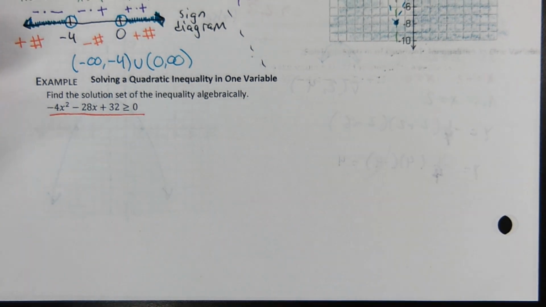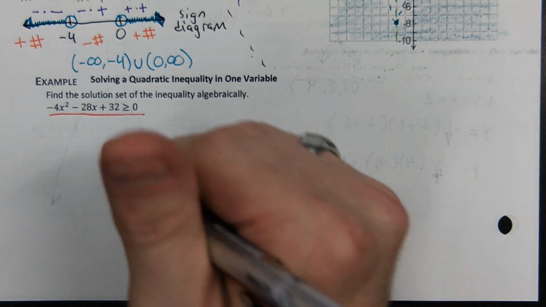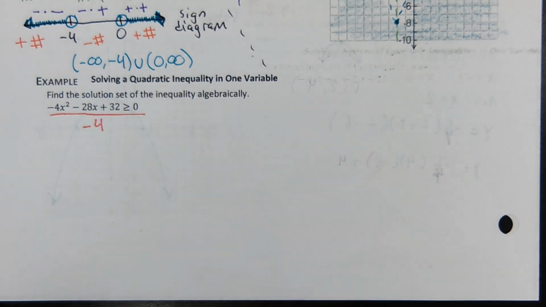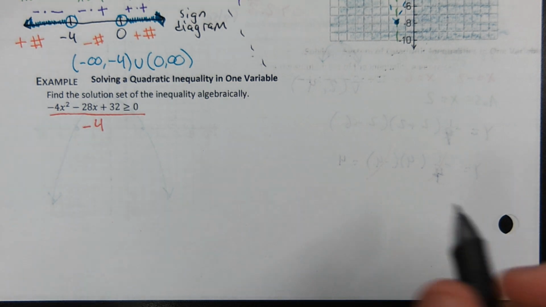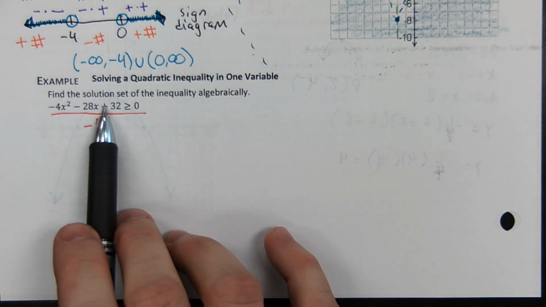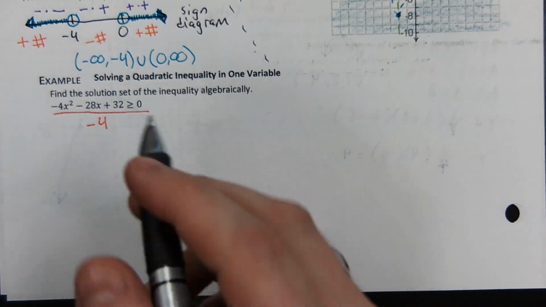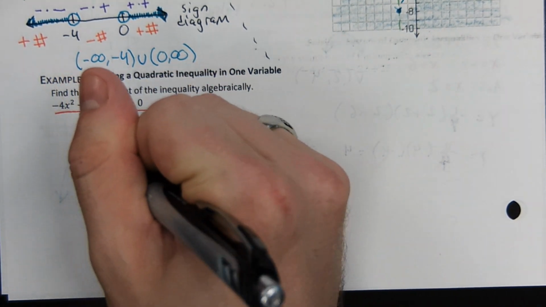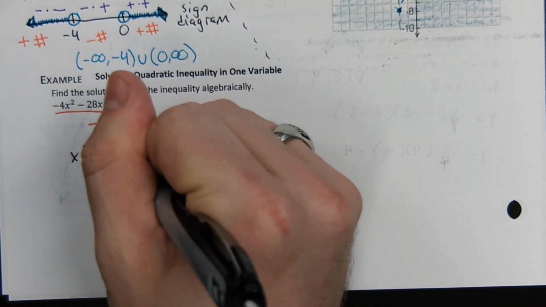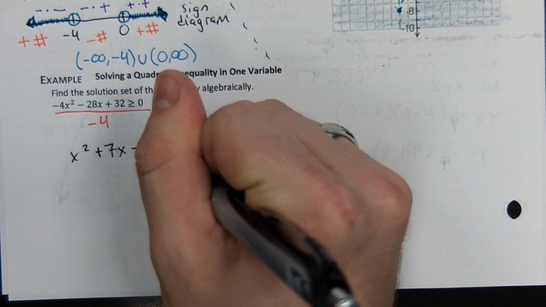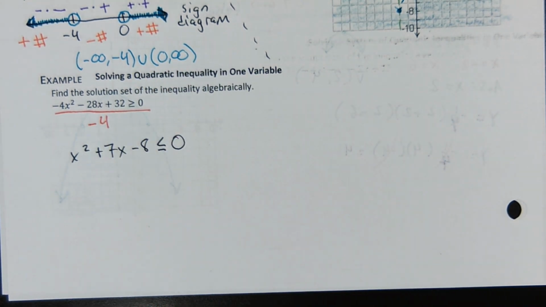The very first thing you should always hunt for, though, is a GCF, and this one has one. What is it? Negative 4. I can divide all of this by negative 4. What do I have to remember because I divided by a negative? I have to change the symbol and the signs. So every one of these signs changes, but so does that. You have to say x squared plus 7x minus 8 less than or equal to 0.